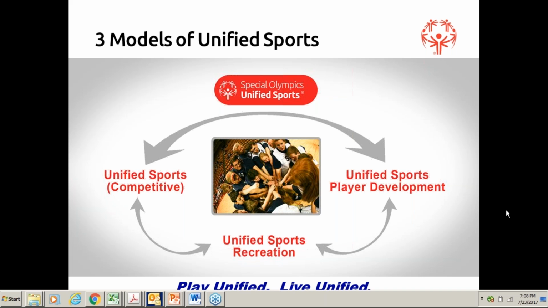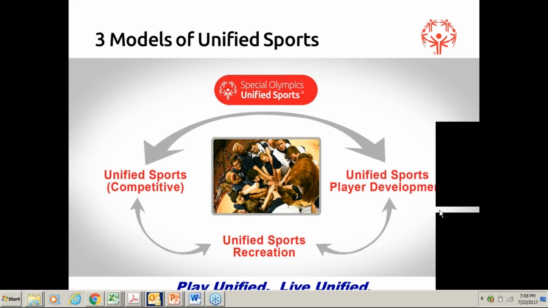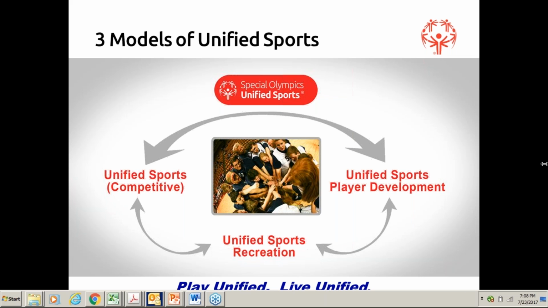In Unified Sports Recreation, this is kind of like a pickup game where athletes and partners all get together, just have a good time playing sport. No rules are created. They're just playing, kind of like a backyard game of pickup basketball or maybe kickball.